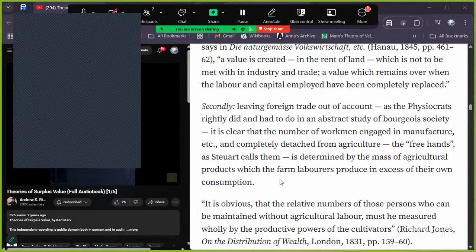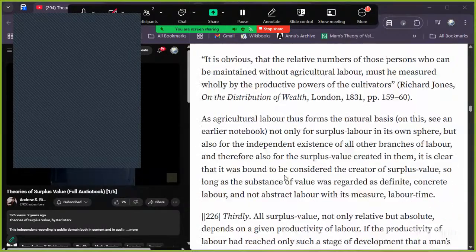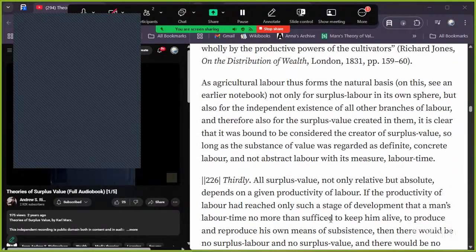Quote, "It is obvious that the relative numbers of those persons who can be maintained without agricultural labor must be measured wholly by the productive powers of the cultivators." End quote from Richard Jones on the Distribution of Wealth, published in London in 1831.